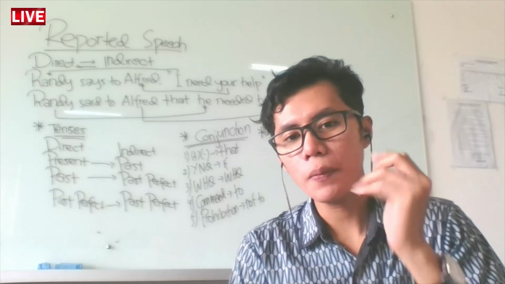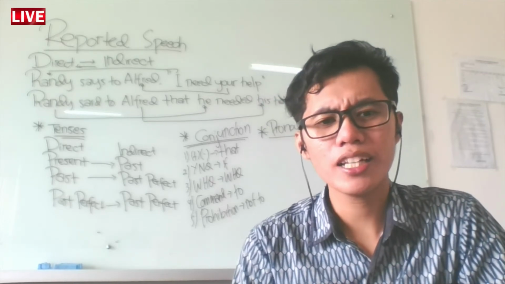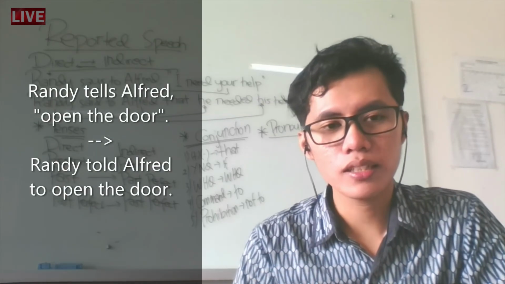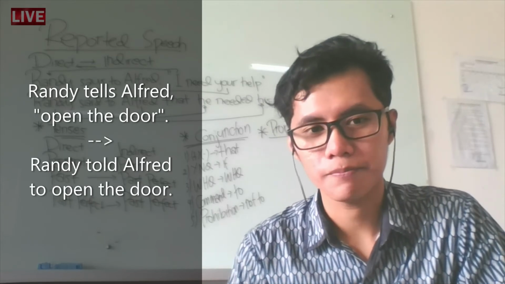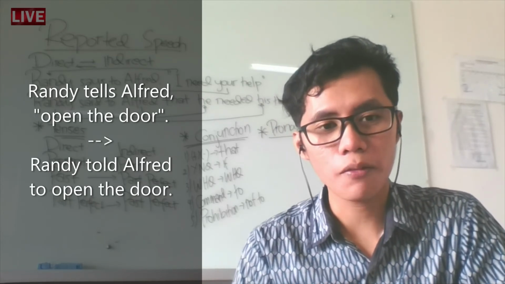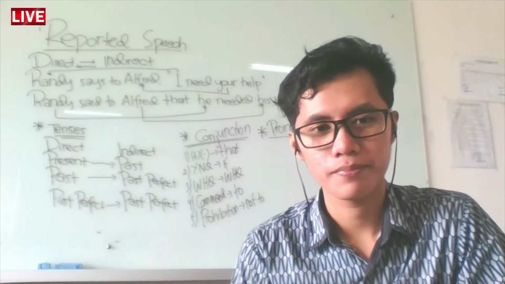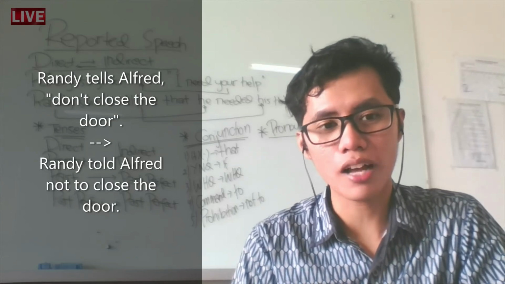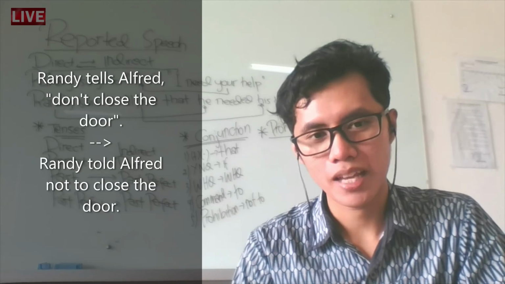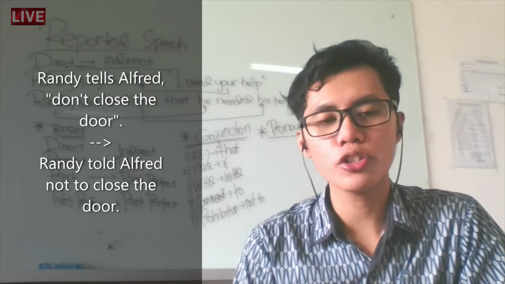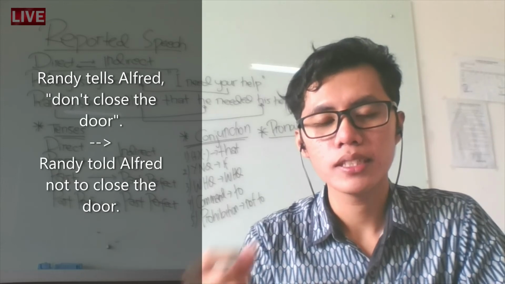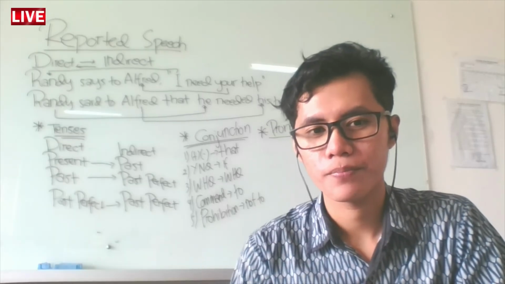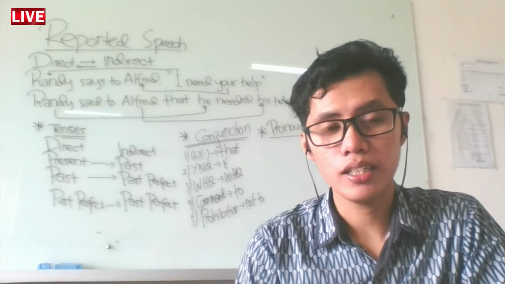Well, how about the command and prohibition actually? It is very simple. It is the simplest one. For example, Randy tells Alfred, open the door. That is a command. It will become Randy told Alfred to open the door. Randy tells Alfred, don't close the door. It is a prohibition. And if you want to change that into indirect form, it will become Randy told Alfred not to close the door. Very simple, right?